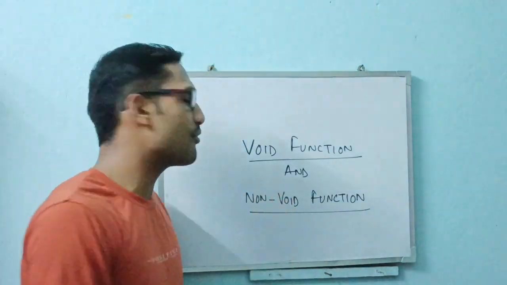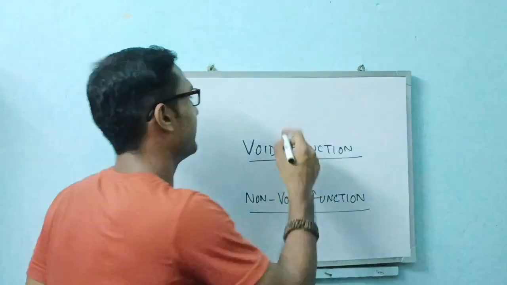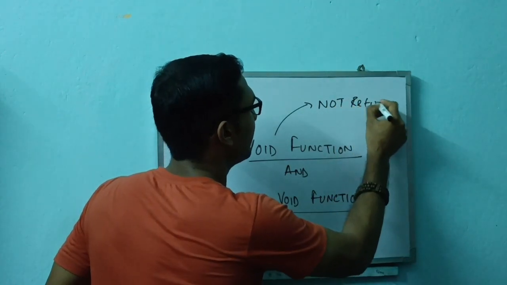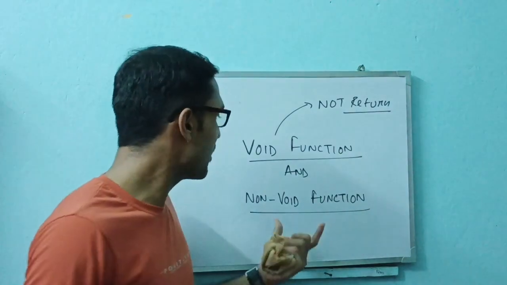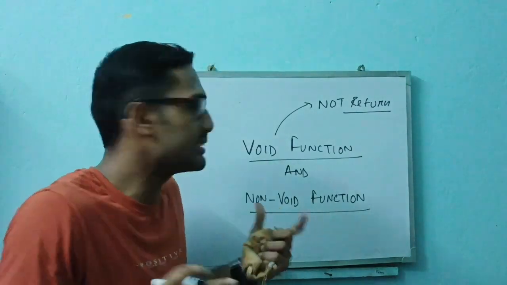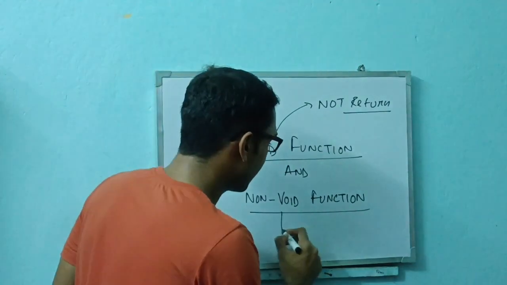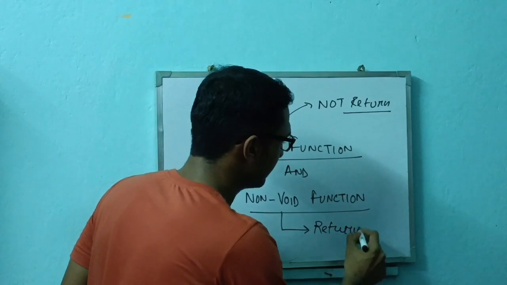So what is this void function actually? It's a function which does not return anything. Okay guys, this particular term is very much important. So definitely, non-void function is what? It's the exact opposite of void function. What does it mean? It means that non-void function is a function which will return something.